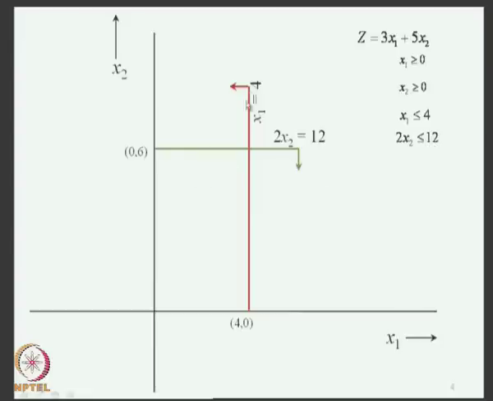See what happened. These two together have defined a region now, that any point here will violate this constraint 2x2 ≤ 12. So, it violates this constraint and therefore, it will not be feasible. Similarly, any point here will violate the constraint x1 ≤ 4 and therefore, this will not be a feasible point. So, among these two constraints themselves, we have now identified that you cannot be looking beyond this particular region for a solution.